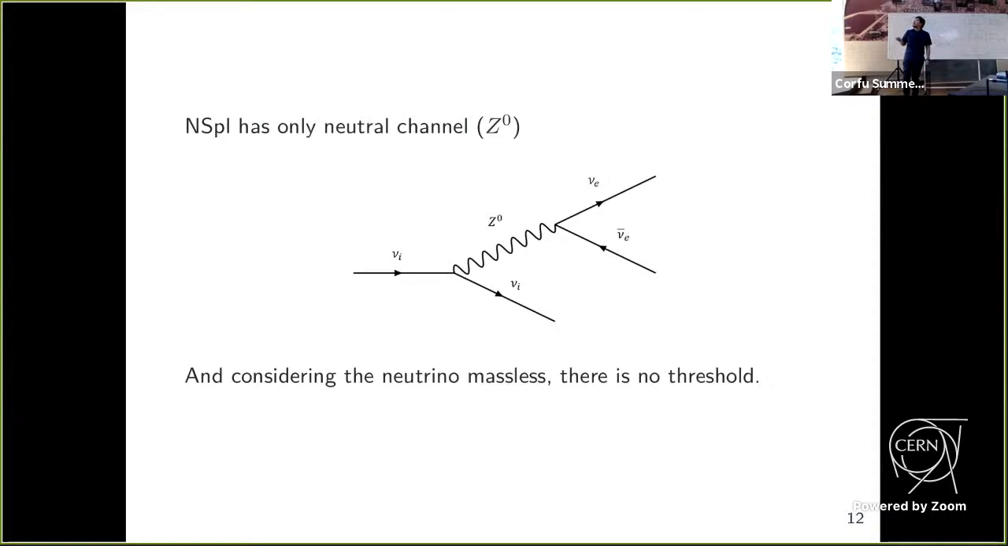On the other hand, the neutrino splitting consists of one neutrino splitting into three neutrinos, or actually two neutrinos and one antineutrino. If we consider the neutrinos massless, there is no threshold for this process.